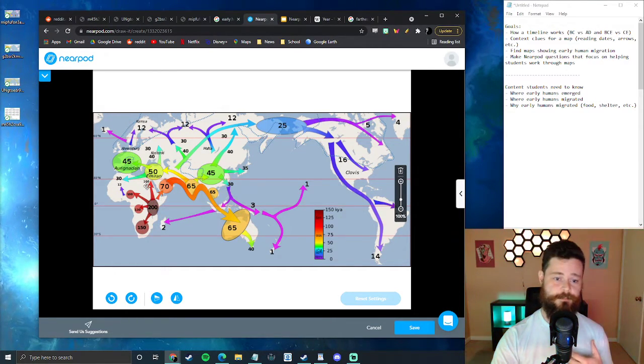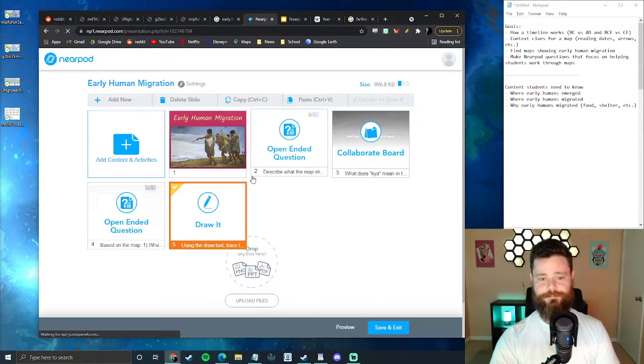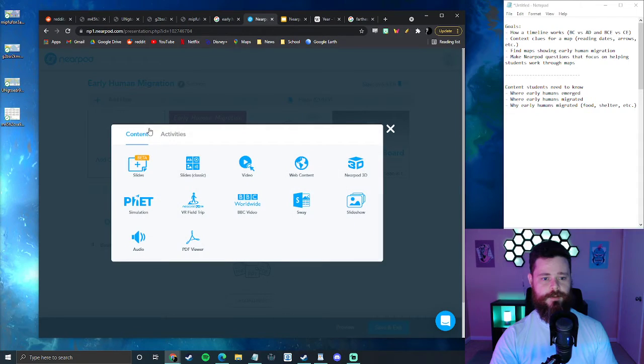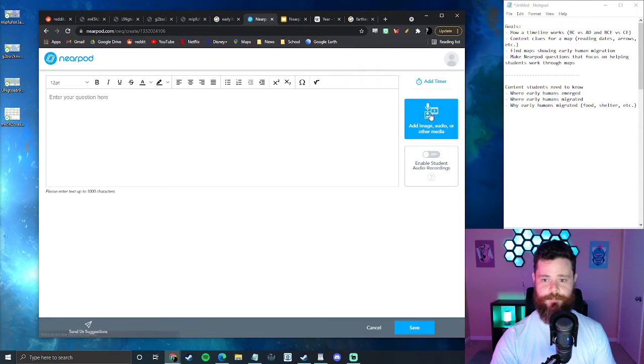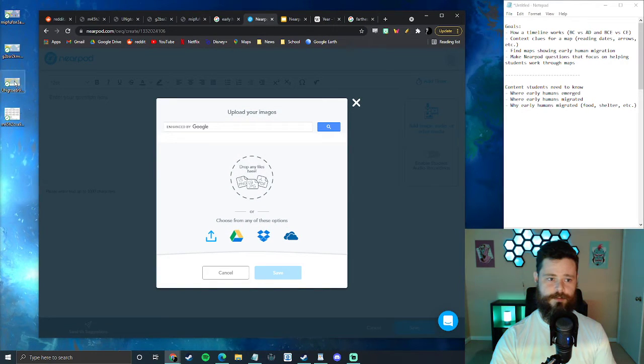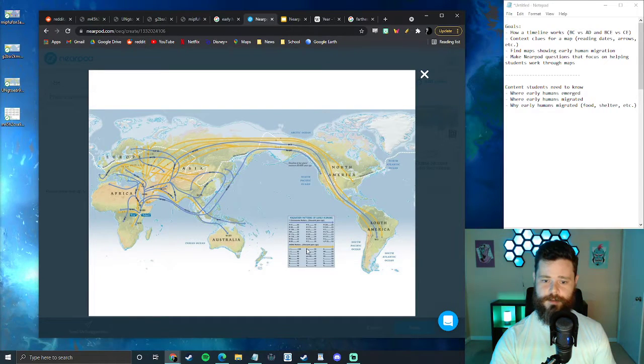Some of them use the same color throughout the entire map. Some of them change the color as they get to different parts of the map. Okay, so here's where we can develop some other map skill questions. I'm going to do this one that had the Y chromosome and the MT DNA.